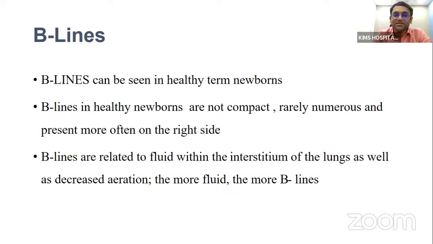And as we discussed, B lines are because of the fluid in the interstitium of the lungs. Also, whenever the fluid is there, there will be decreased aeration. So when you have more fluid, you get more B lines. A small amount of fluid will be there in any newborn baby, so this is common. The appearance of simple B lines is normal. If you have more fluid, more edema, then there might be wide, compact B lines. That is not normal.